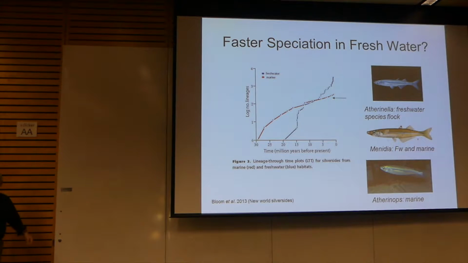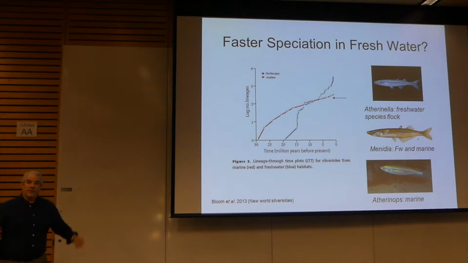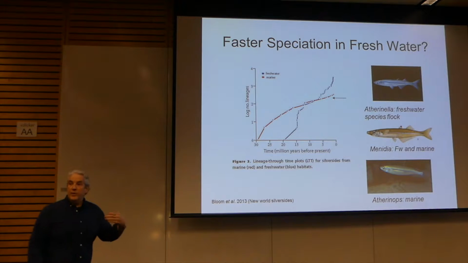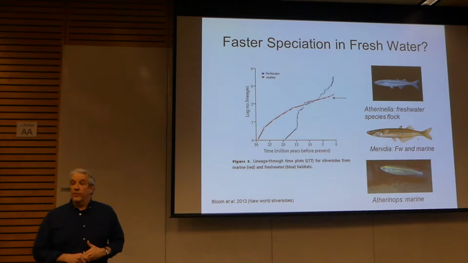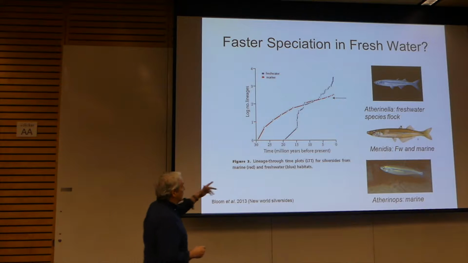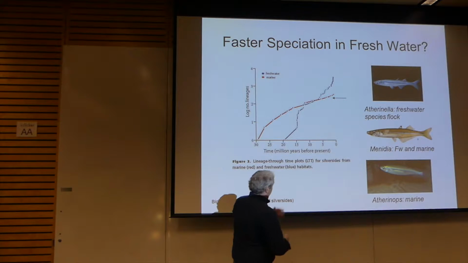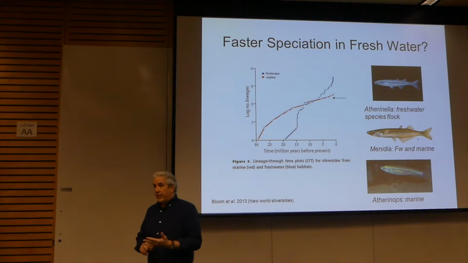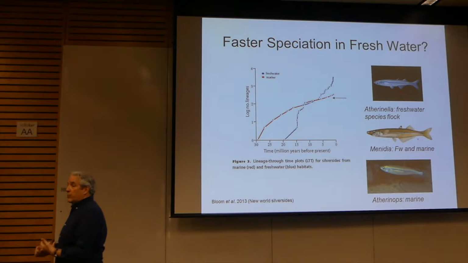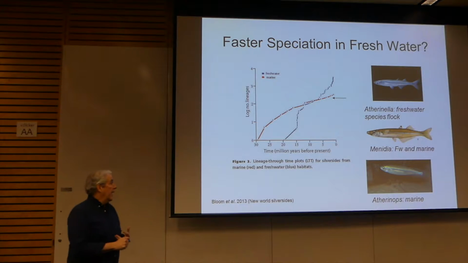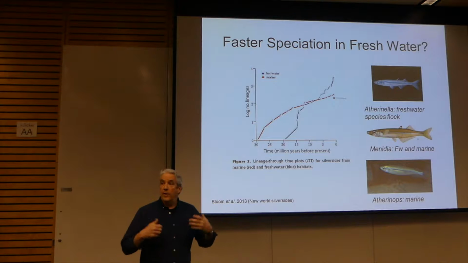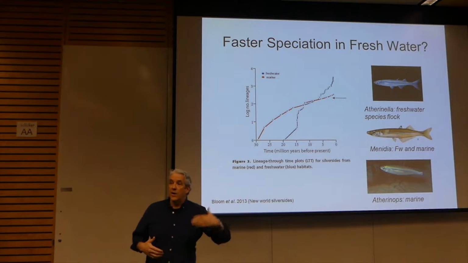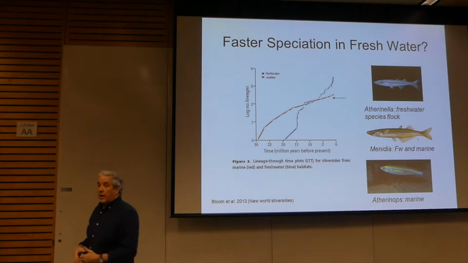And some people think the reason why freshwater fishes are so much more diverse than marine areas is because speciation occurs faster in freshwater habitats. So this is some work on these silversides. 3 genera of silversides. There's a marine genus, a freshwater marine genus, and a freshwater genus. And these silversides are marine fish, and they repeatedly colonized freshwater and diversified on multiple occasions.